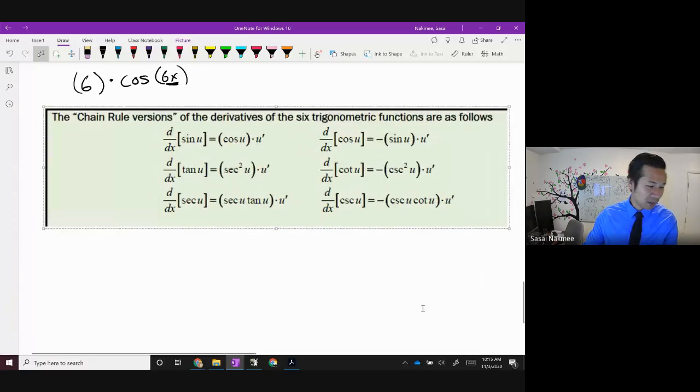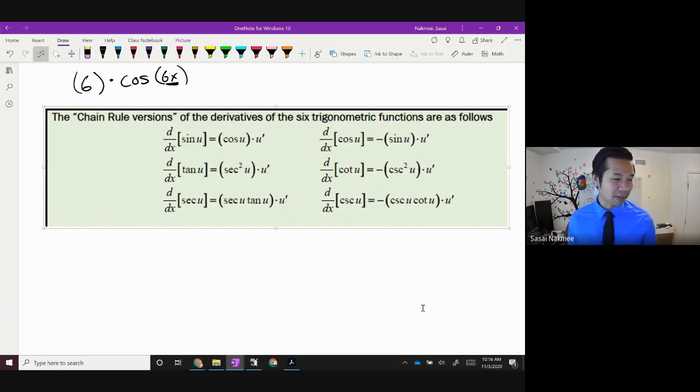It is what it is. So this is the chain rule version of the derivatives of the 6 trig functions that we've learned before. And it's nothing new, right? If you had sine of u, the derivative of sine would be cosine. But if you have an inside function, then you multiply by the derivative of that inside function. That's all I'm trying to show you guys.